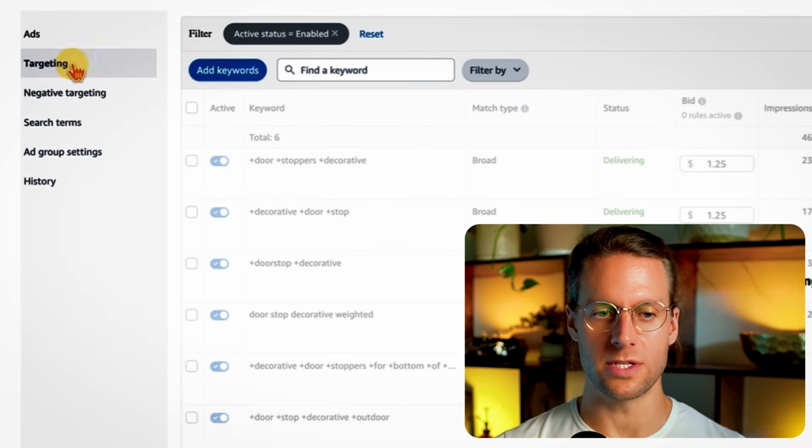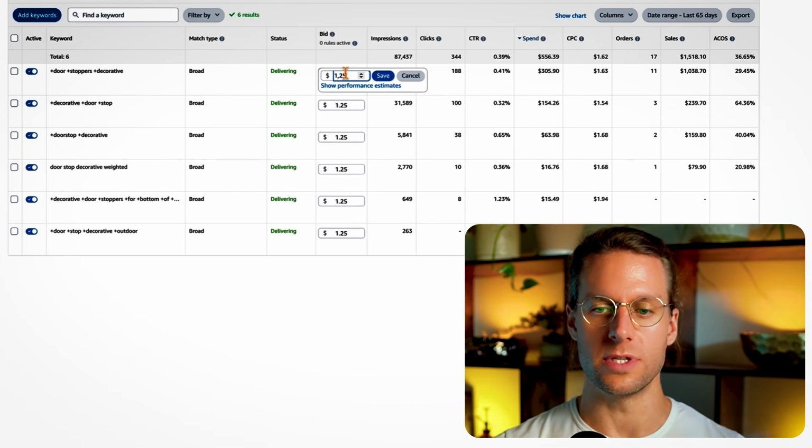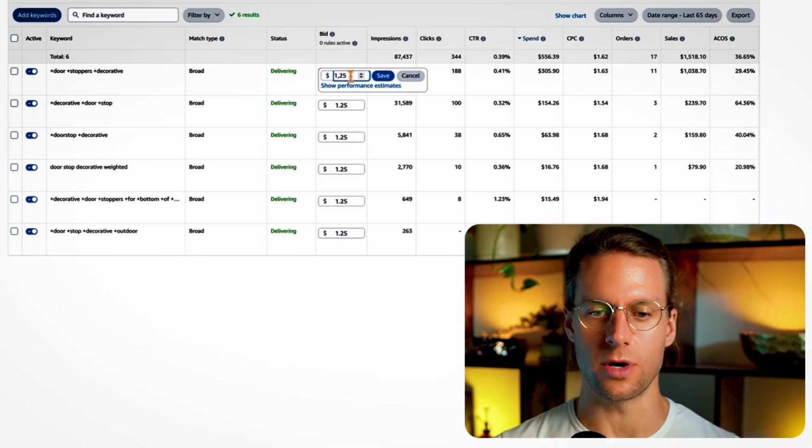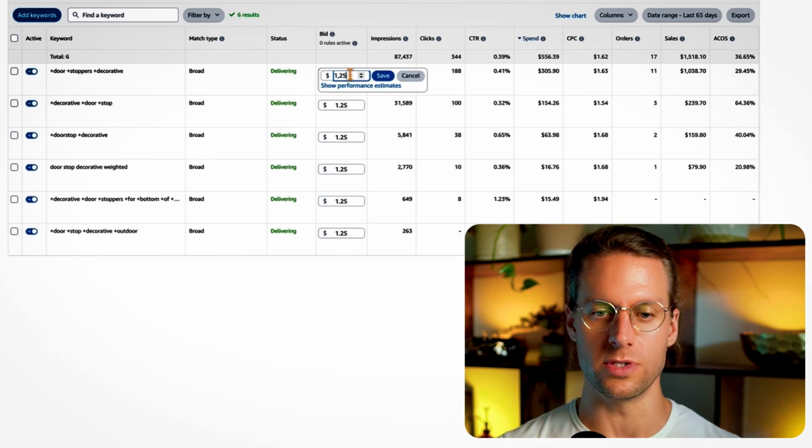Okay, so now we're going to go back to the targeting tab, and now we can do our bid adjustments. Now we've already done our phrase negation. So for this top sales target, we are pretty close to our target ACoS. So we're just going to decrease this very slightly, going from 1.25 to 1.20, because we're almost on track with that.